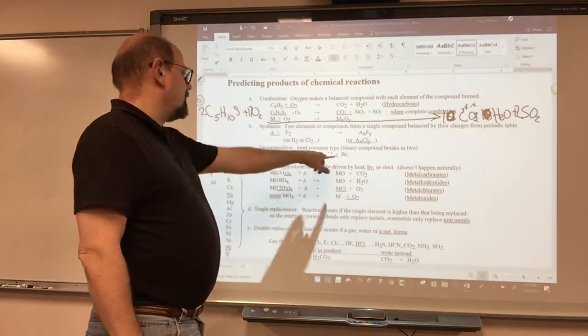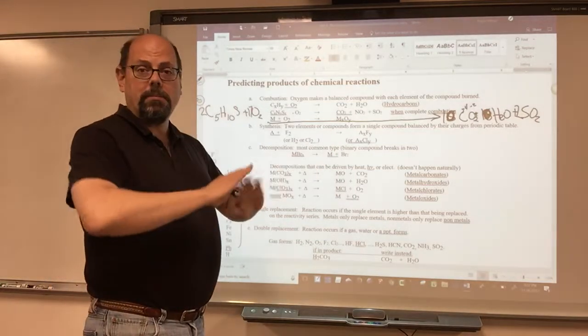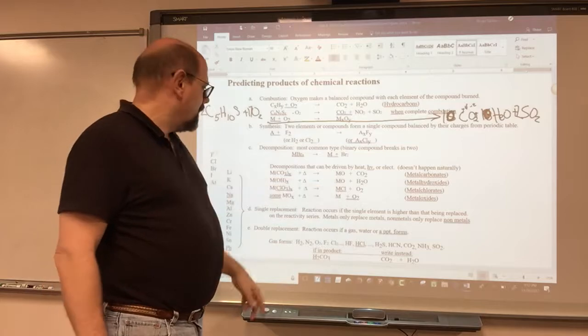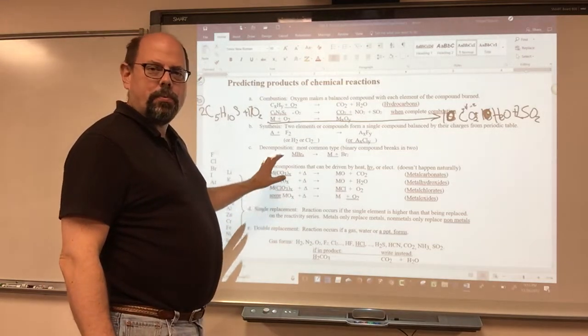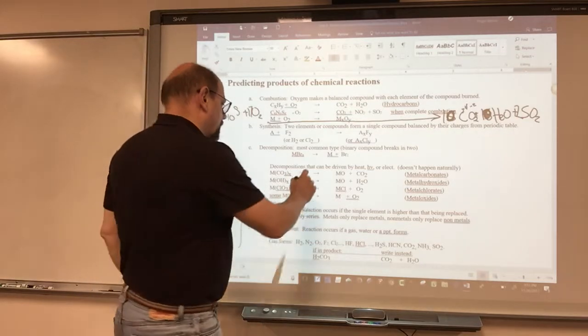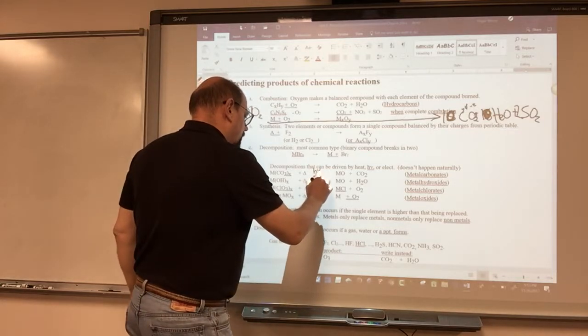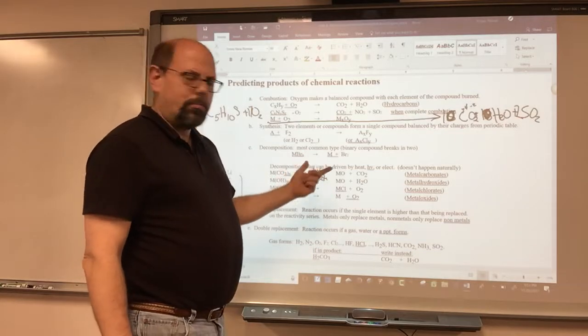Decomposition. Now, most of the time, if it's 2 compounds, the binary compounds, easy. Split them down the middle. Don't forget, diatomics have to have 2s after them. But there are a few. These rarely have the energy to do this by themselves, but if you put them under heat or you electrolyze them or you shoot them with some light, that might be given the symbol. If you see something like this, hv, or the symbol for electricity, they will literally break those down.